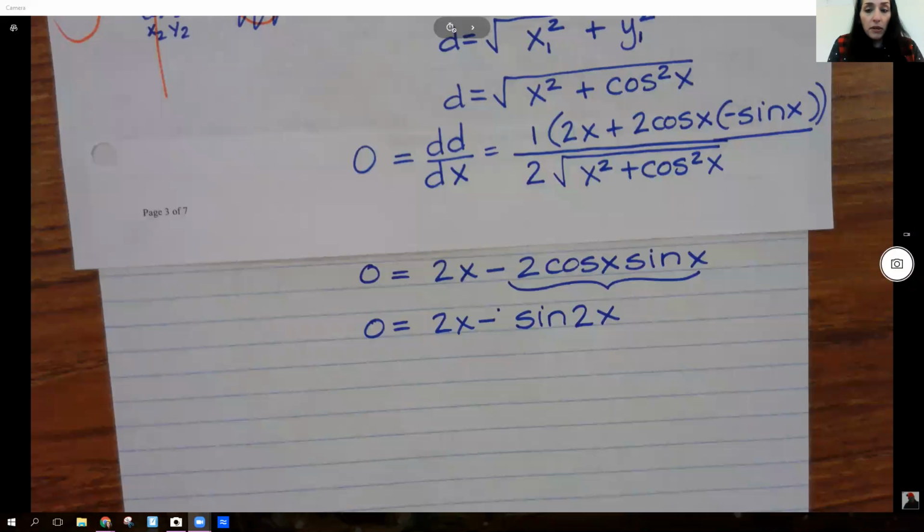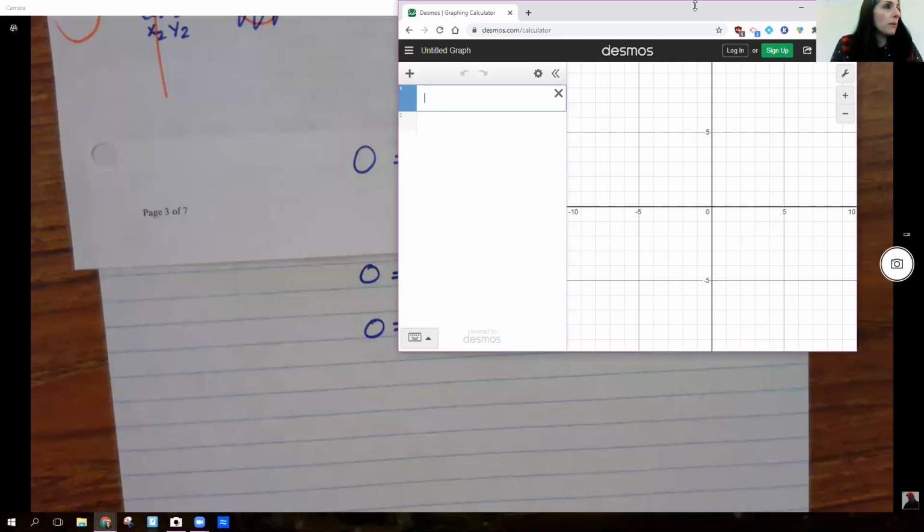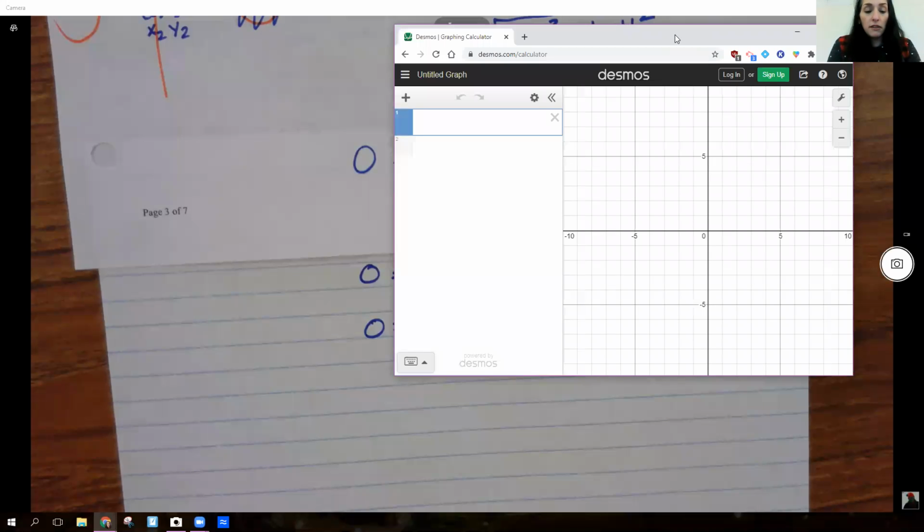So I'm gonna open up Desmos, and let's see if I can drag it over to the screen. You can use your graphing calculator if you want to. Basically what we need to do is figure out when that equals 0. All right, so what was it again? 2x minus 2, I'm even going to put it in the old way just because it doesn't matter, sine x, like that.